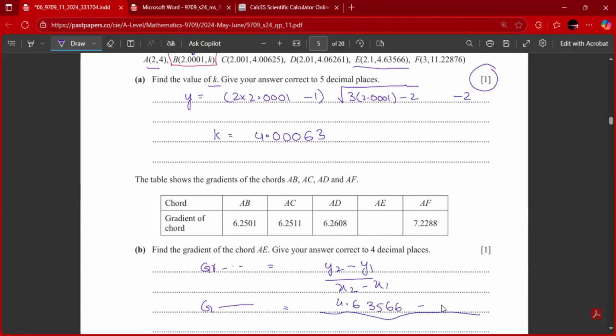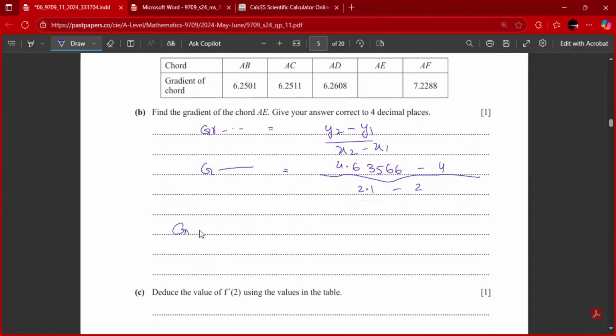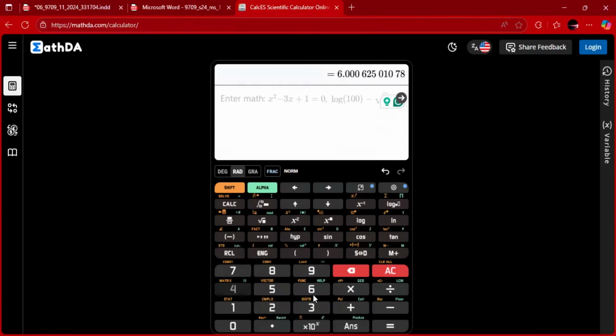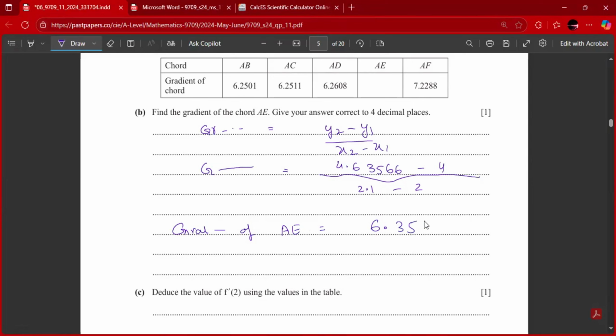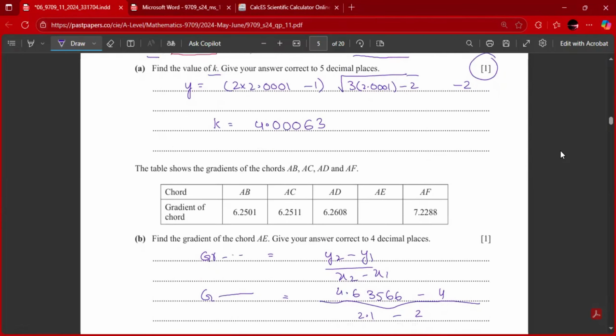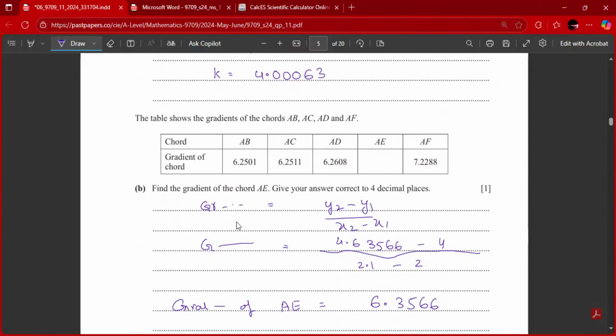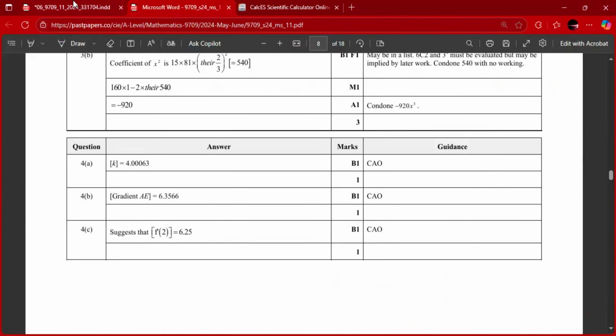Which should be equal to 4.6356 minus 4, over 2.1 minus 2. Okay. Gradient of AE is equal to 4.6356 minus 4 divided by 2.1 minus 2. Okay. How many decimal places? 4. 6.356. Let's check. 6.356. Yes, we are done.